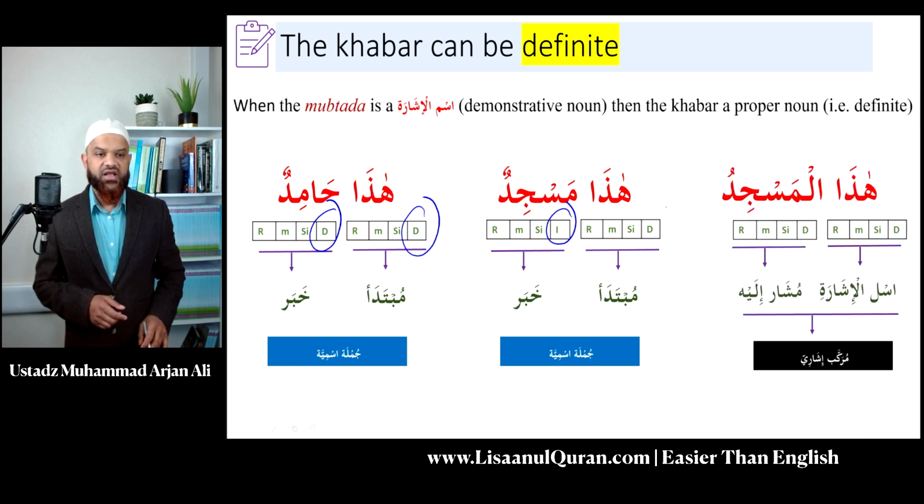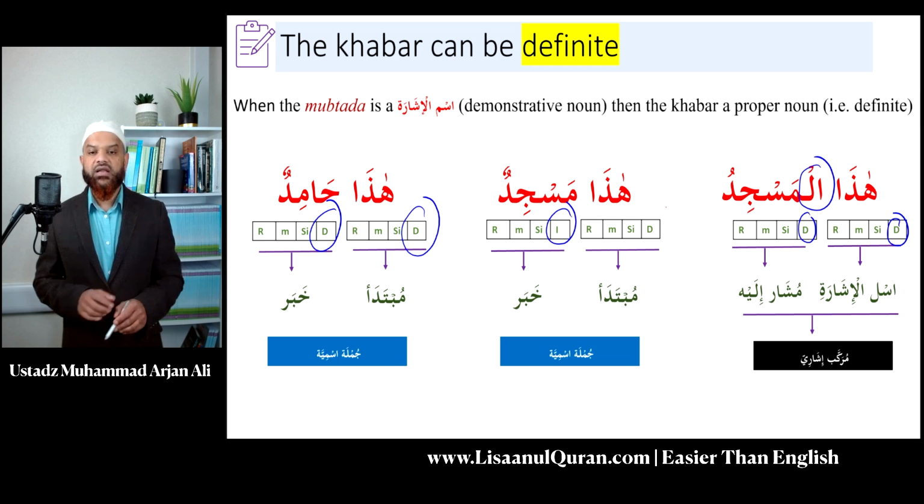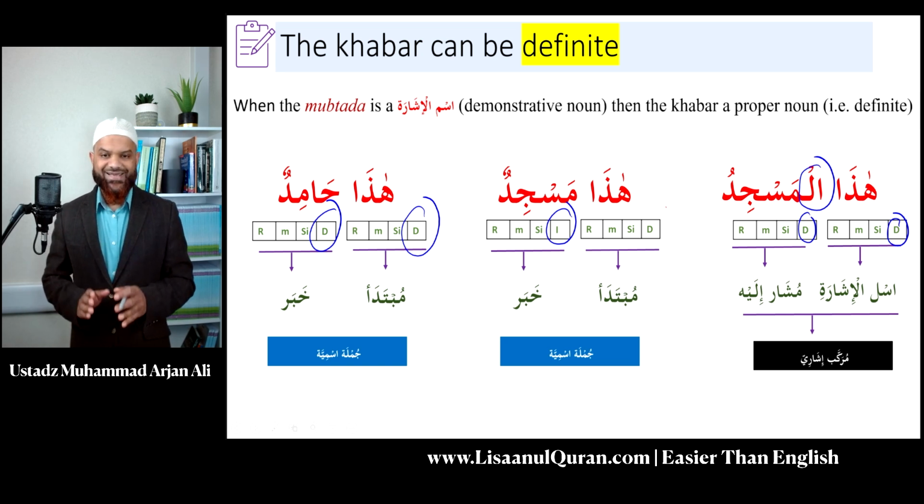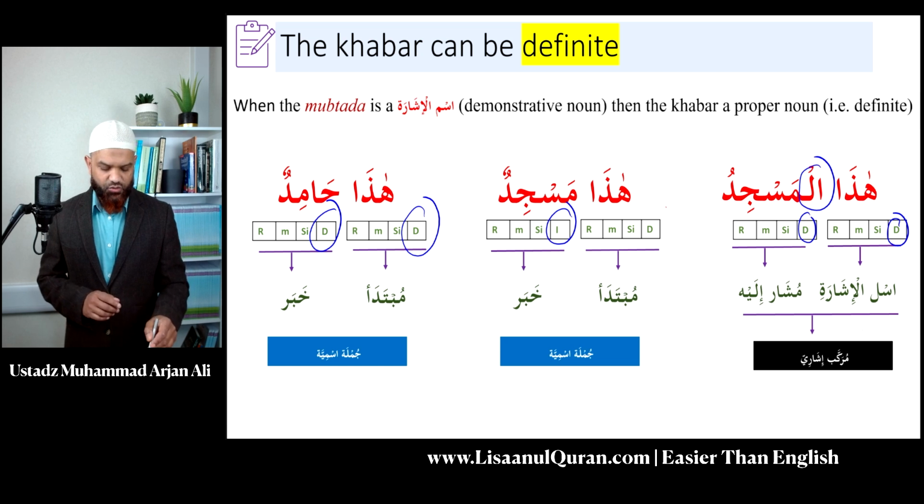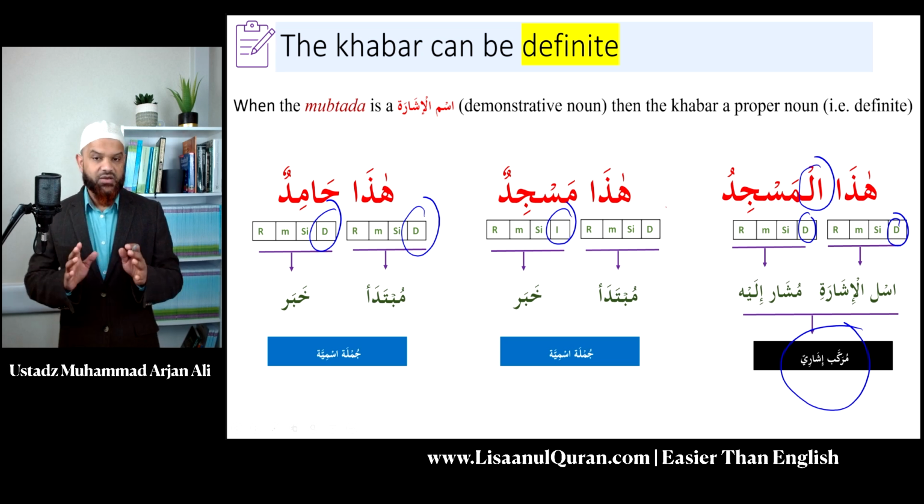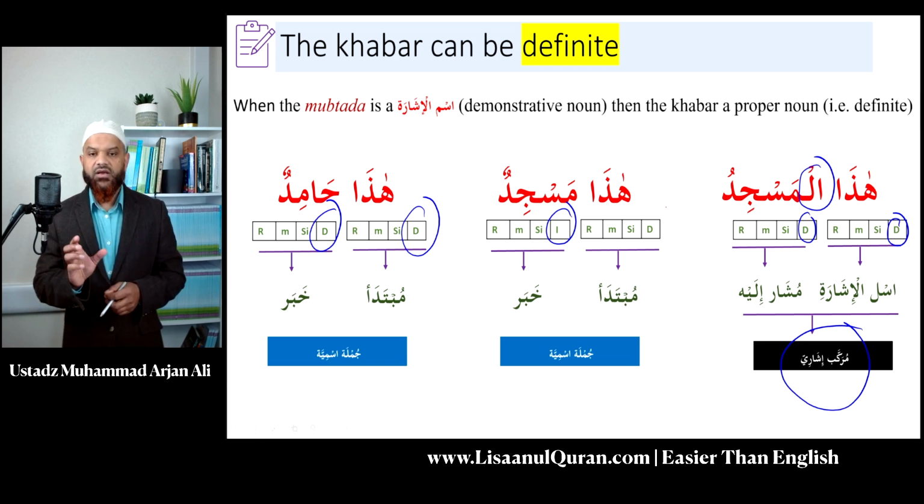But if we have a word like, for example, hadha al-masjidu, now this is also definite, but this begins with al. This is not a sentence. Please note that. So the demonstrative noun followed by a word with al is not a sentence. That is your murakkab ishari, your demonstrative phrase, which we're going to study next. So again, please note, only when the subject is the demonstrative can you have the khabar as a proper noun, but with al, it will not be a sentence, it will be a phrase.